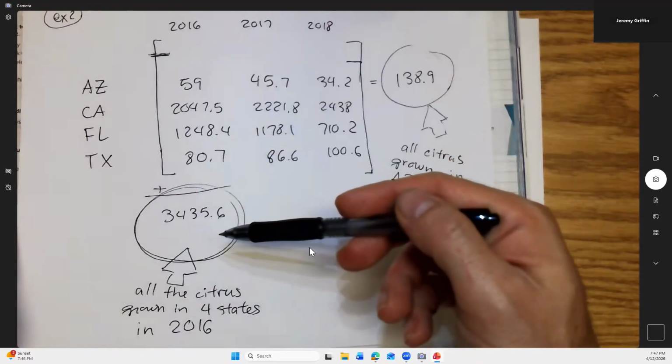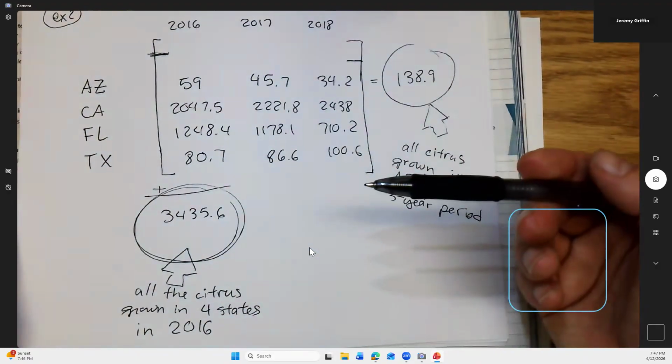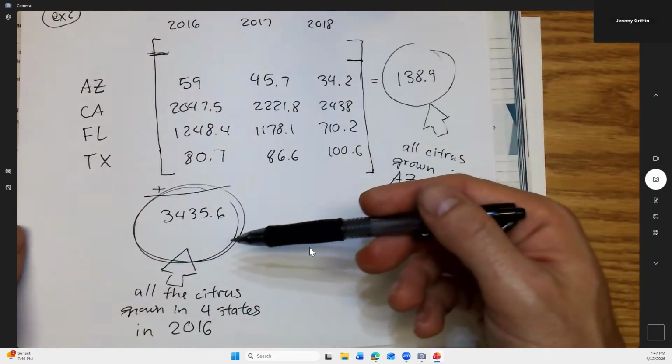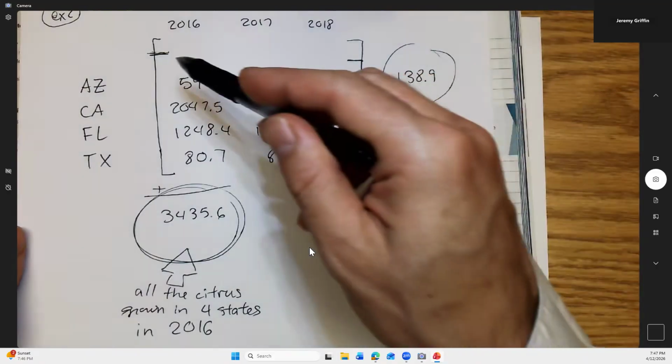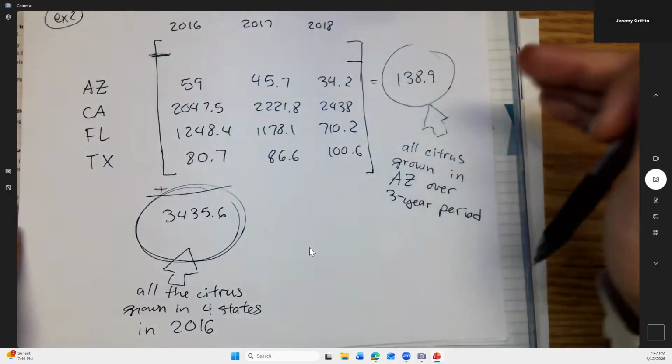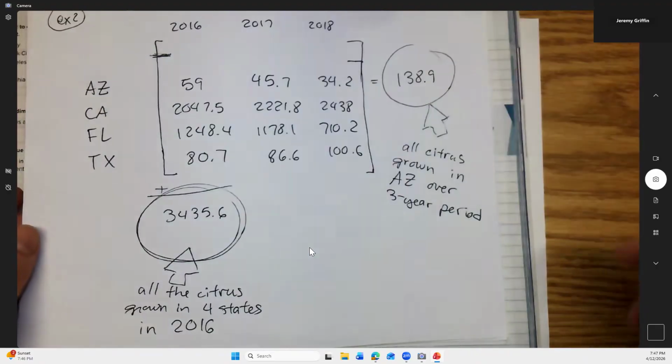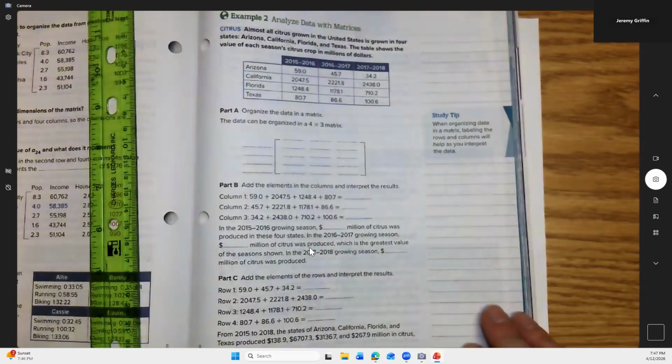If you add the values in the column, that's all the citrus in all the states in a particular year. If you add all the numbers in a row, now we're honed in on a specific state, but it's over multiple years. All right, so I see that. Can you interpret that? Okay.